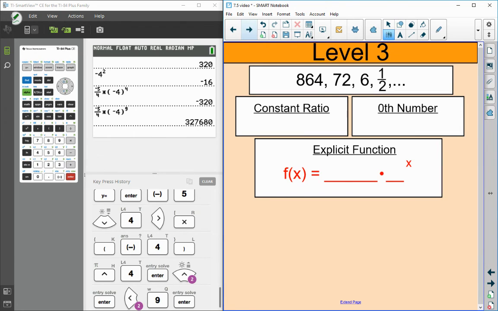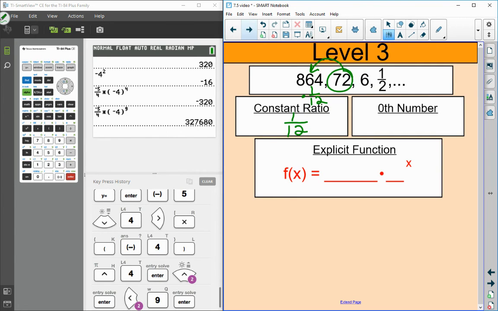Remember, our first step to get the constant ratio is to take the second number and divide it by the first. So if I type that in my calculator, 72 divided by 864, I actually get that it's timesing by 1/12. Now let's think about that. I'm timesing by a fraction. Why am I timesing by a fraction? Well, because the numbers are getting smaller, not bigger. So my constant ratio is 1/12. You can trust your calculator on that. I promise it did a good job.